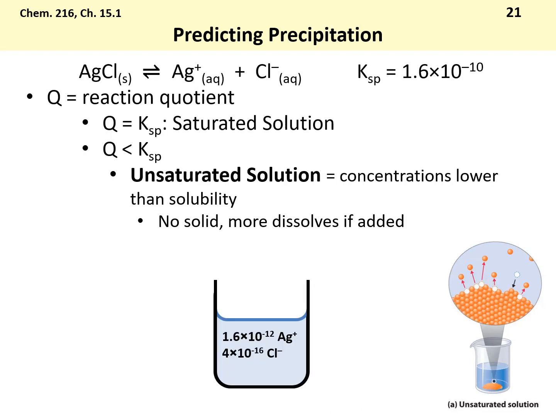What if I have Q less than K, right? This is what we call an unsaturated solution. An unsaturated solution is when concentrations are lower than the solubility. In this case, we can't have solid. The reason being is any solid that we put in there is just going to quickly dissolve because we want to increase from Q to K.